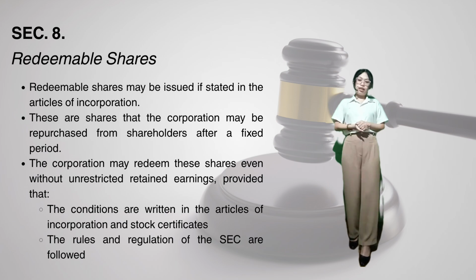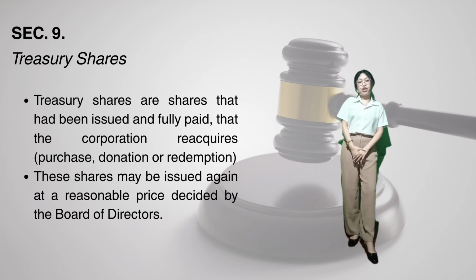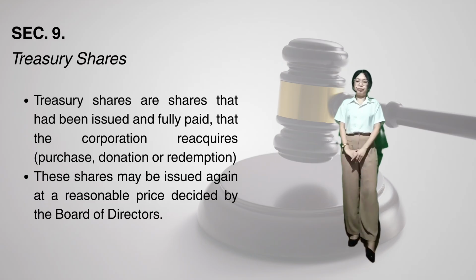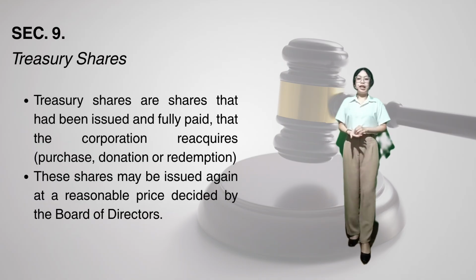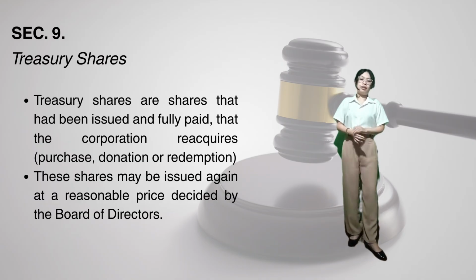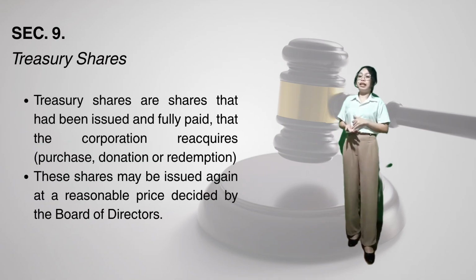And the process follows SEC's rule. And lastly, Section 9, which explains the treasury shares. These are shares that were already issued and fully paid for, but the corporation later got them back. This can happen through purchase, redemption, donation, or other legal ways.